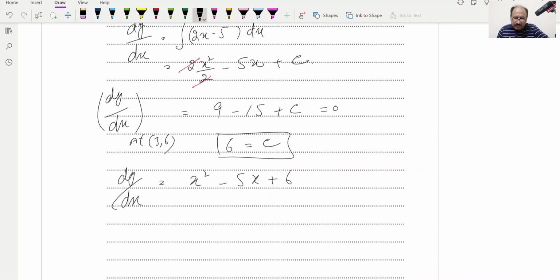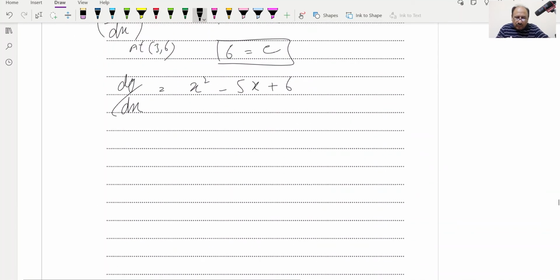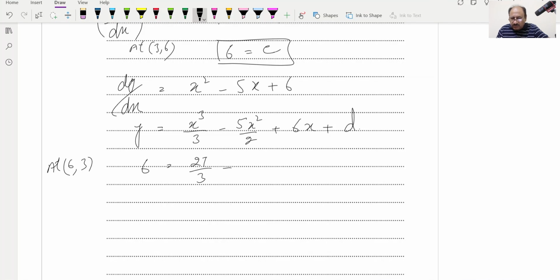Now we need to find the equation of the curve, so we need to integrate it once more so that we can get y. So y will be the integral of x squared, which is x cubed by 3, minus the integral of 5x, which is 5x squared over 2, plus 6x, and an integral constant d, as c we have already taken. Now we can use the point (3, 6): 6 equals 3 cubed, which is 27 over 3, minus 5 into 9 by 2, plus 18, plus d.